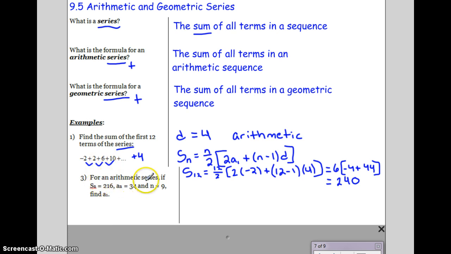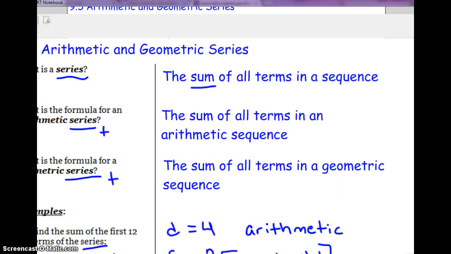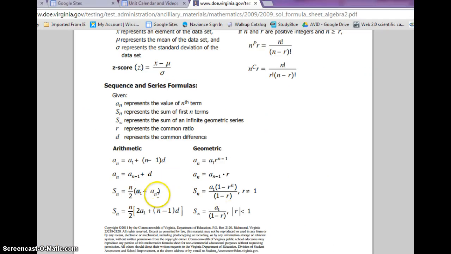Number 3 says, for an arithmetic series, if the sum is 216 and the a sub n, so the last term is 34, you know n is 9, there are 9 terms, find the first term. So now let's go back and look at our formula. I know the sum, I know the last term, and I know n. I'm trying to find the a sub 1. For this example, this is a better formula to use because I do not know what the difference d is. So that's not going to be very easy.